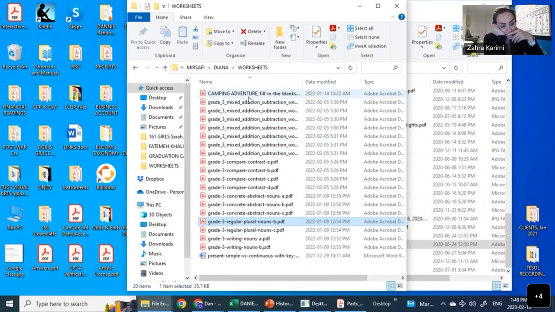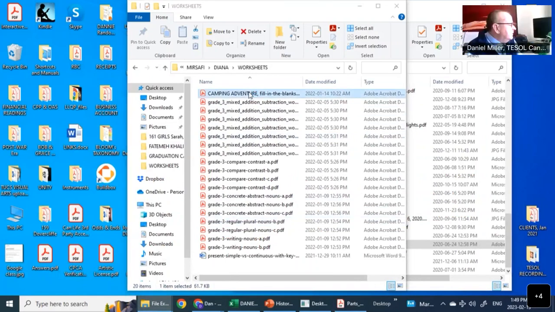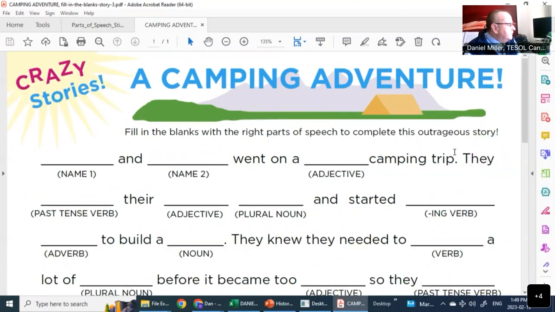So there are all kinds of worksheets that are available online. Here's another one with fill in the blank. It's a basic camping adventure story, and the student fills in the blank spaces. So she wrote in here her name and her sister's name. And then she said they went on an adventure camping trip.